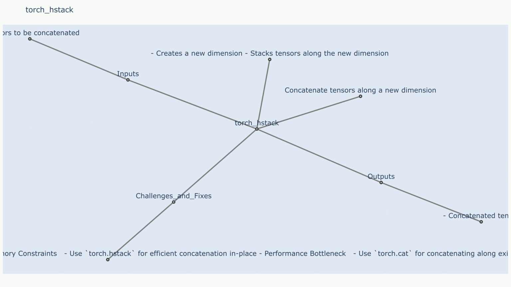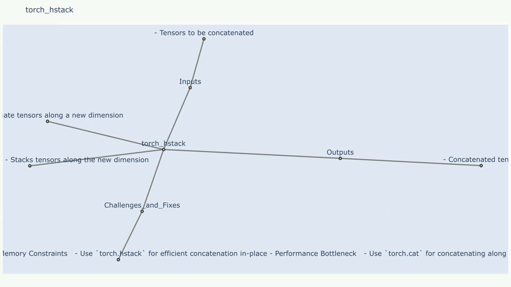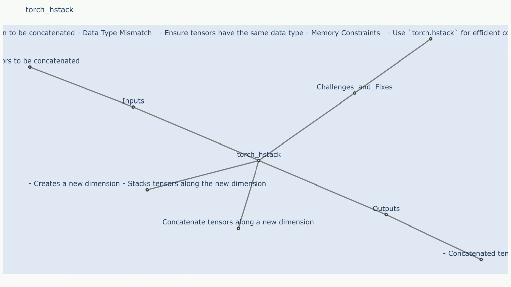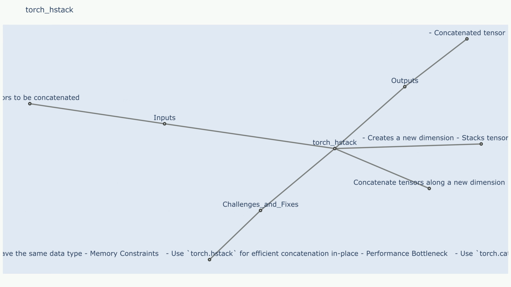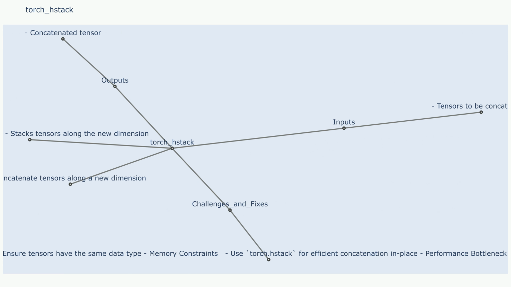Steps. Step 1: input validation. The function checks if the number of rows in all input tensors is the same. If the number of rows don't match, it raises a value error indicating an incompatible shape. Step 2: horizontal concatenation. The function creates a new tensor by horizontally concatenating the input tensors. This means that the columns of the input tensors are placed next to each other to form a new tensor. Challenges and fixes. Challenge 1: incompatible number of rows. Trying to stack tensors with different numbers of rows will result in a value error.